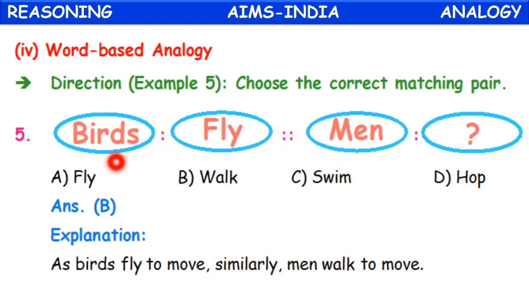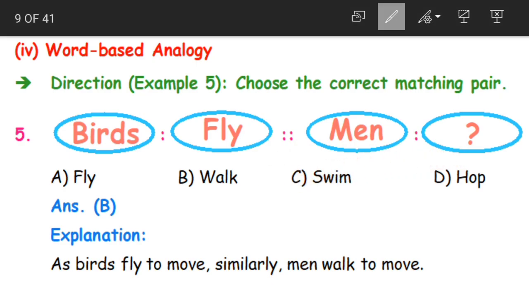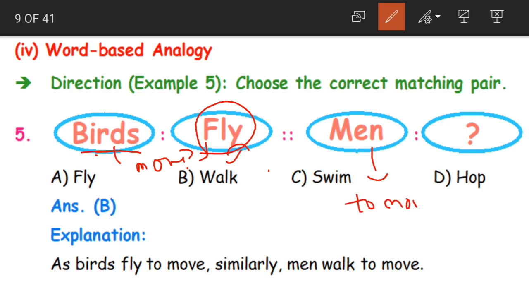Next, word based analogy. Now here we are having words which are related to each other, like birds, fly. Birds is to fly as men is to what? See, what do birds do? How do birds move? Birds fly to move. In the same way, what is the relation here? Birds fly to move. What do birds do to move? They fly. So in the same way, what do men do to move?